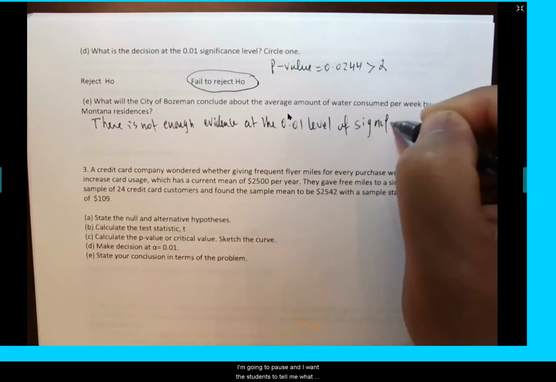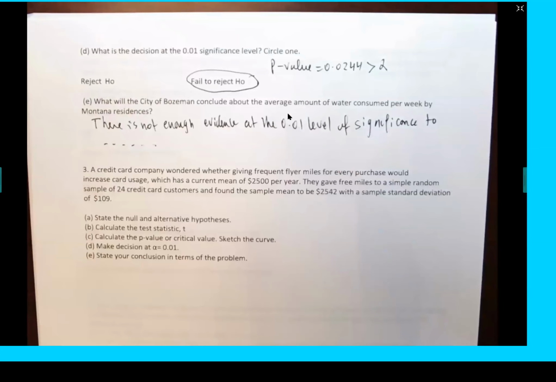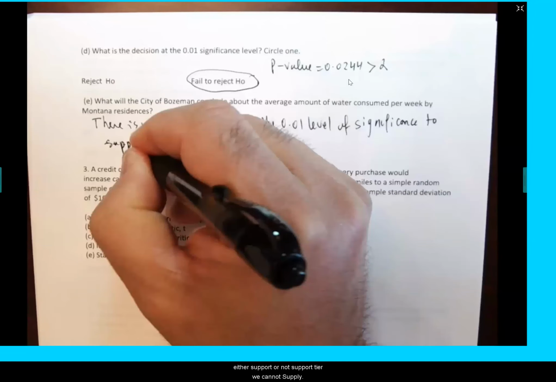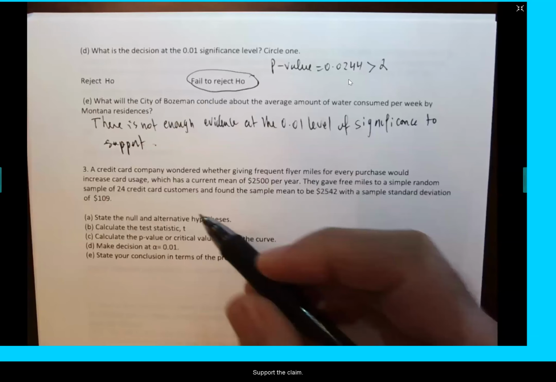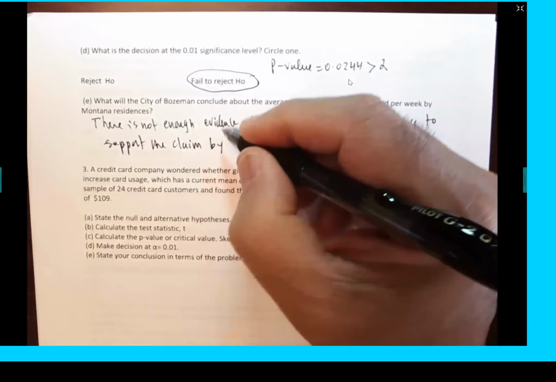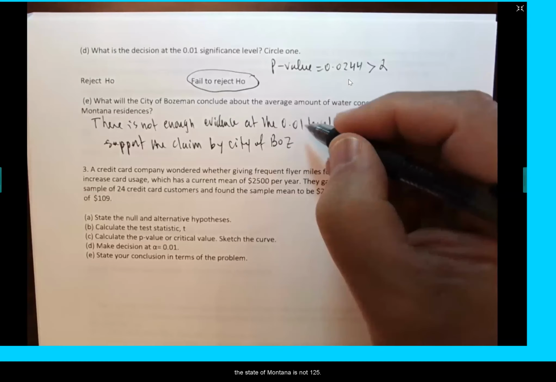Okay, I'm going to pause and I want the students to tell me what the word here is. Is it going to be support or reject? Let's see. To support, yes. Remember, when the claim is in HA, we use the word either support or not support. Here, we cannot support. To support the claim by the city of Bozeman. And you write it down, that the average water consumed in the city of Montana is not 125.